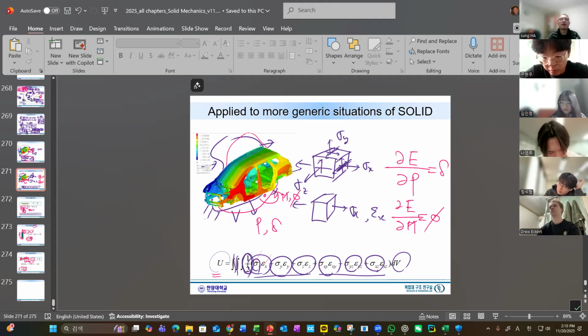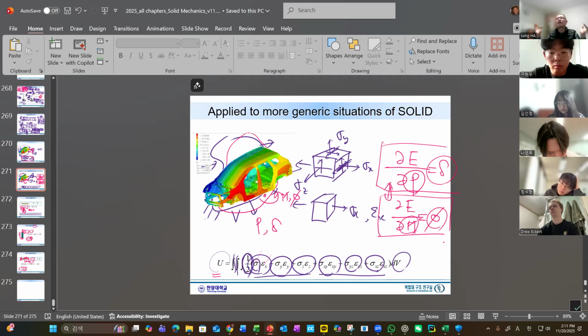So don't get confused. This one and that one are mathematically and physically the same concept. This is the force and deformation. This is a force and this is a deformation. So this represents the same concept of the energy: the pair of the deflections, deformation, and load.